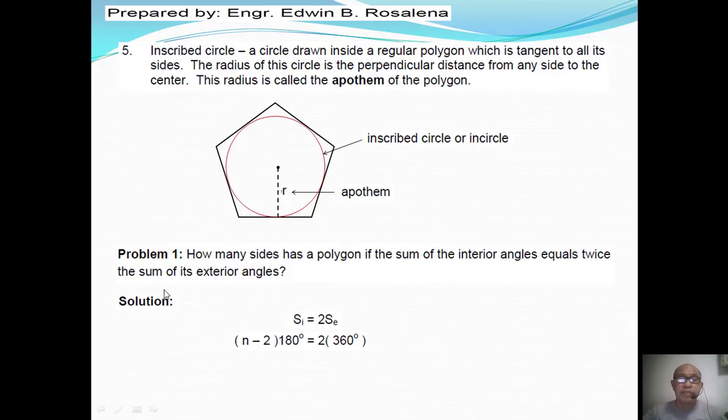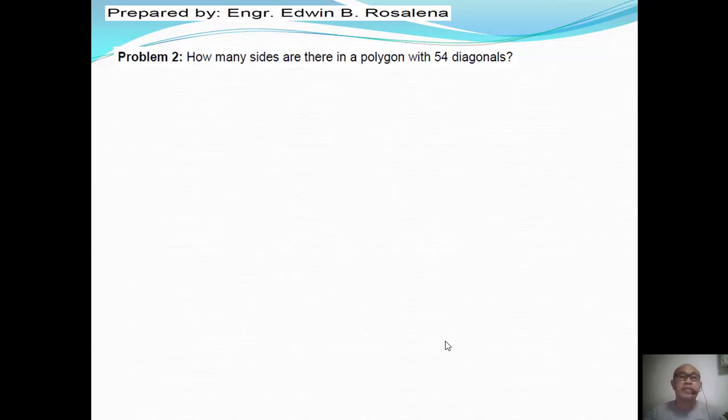If n is the number of sides, the sum of the interior angles is n minus 2 times 180 on the left side, equal to twice the sum of the exterior angles, and the sum of the exterior angles is 360 degrees. We can cancel out: 360 divided by 180 is 2, times 2 is 4. Then we can solve for n, that is equal to 6. So there are 6 sides of the polygon.